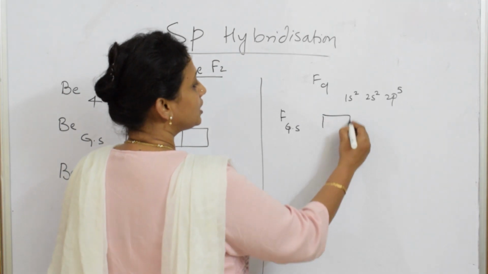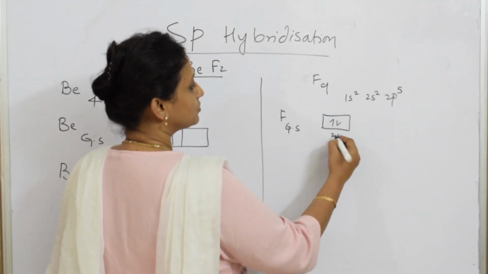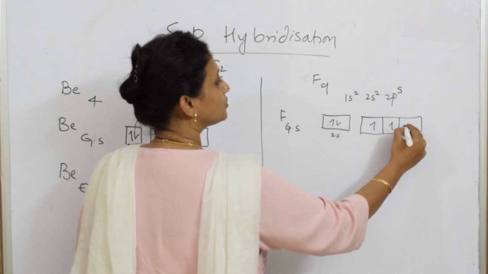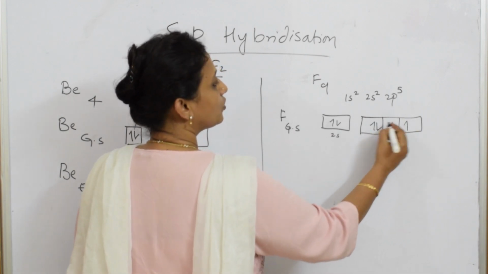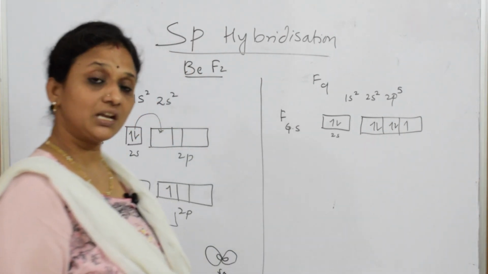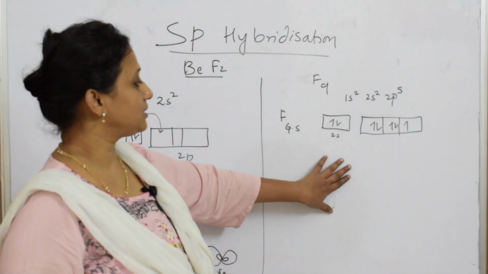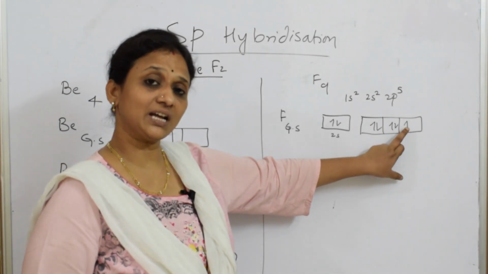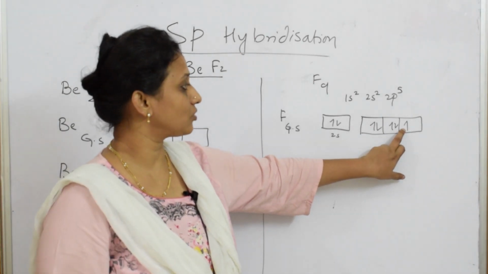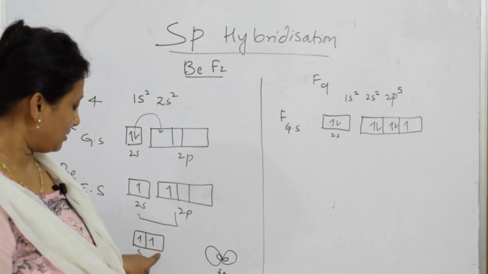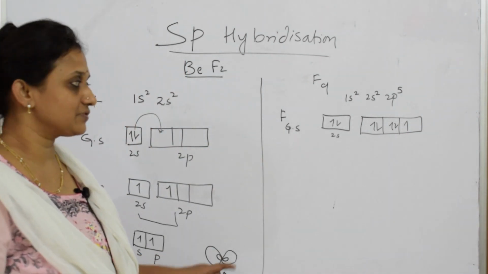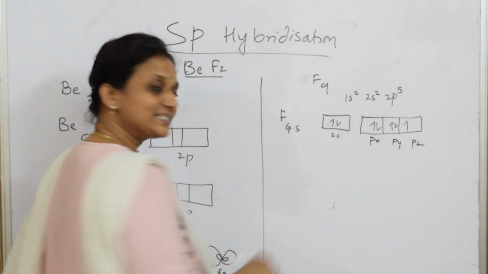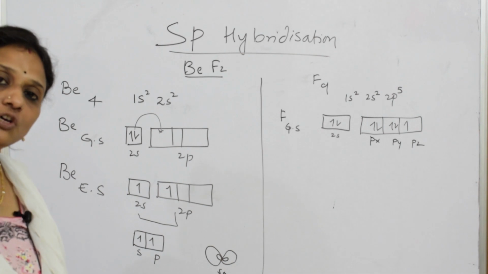So how is it looking? 2s2, then you have 2p5, right? 1, 2, 3, this is over. 4 and 5, this is the ground state. Now observe carefully, this is stable, this is also filled, this is also filled. There is only one unpaired electron. This unpaired electron will go and form a bond. This is px, this is py, this is pz. So pz will overlap with the sp of beryllium.